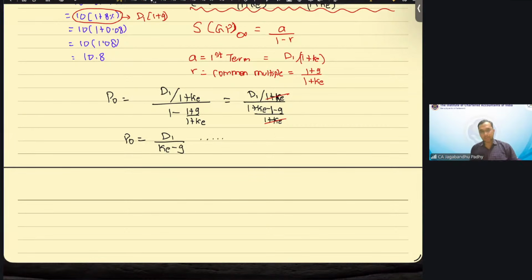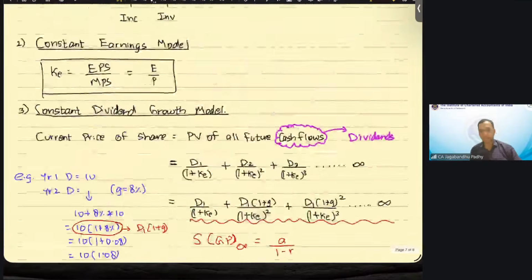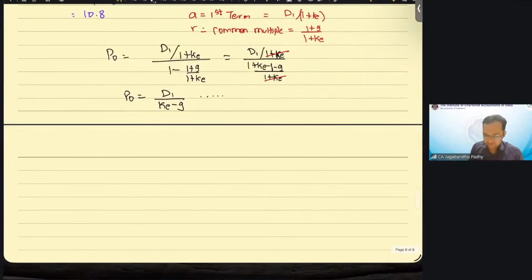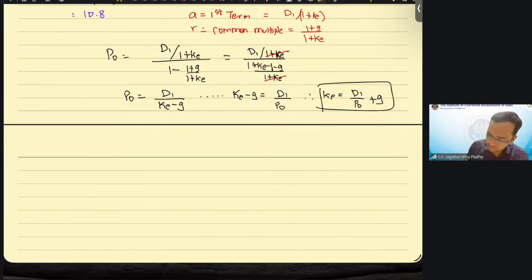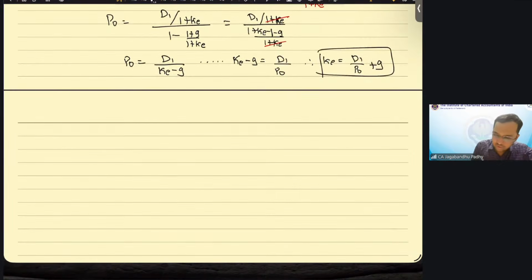Or I can say I want the value of KE, the cost of equity. So I just need to rearrange this. So KE minus G is D1 upon P0, and therefore KE will be D1 upon P0 plus G. This G goes on the other side. So we just swap these two, K minus G over here, P in the denominator, and this is finally your cost of equity formula. As per the constant dividend growth model, cost of equity should be D1 upon P0 plus G.